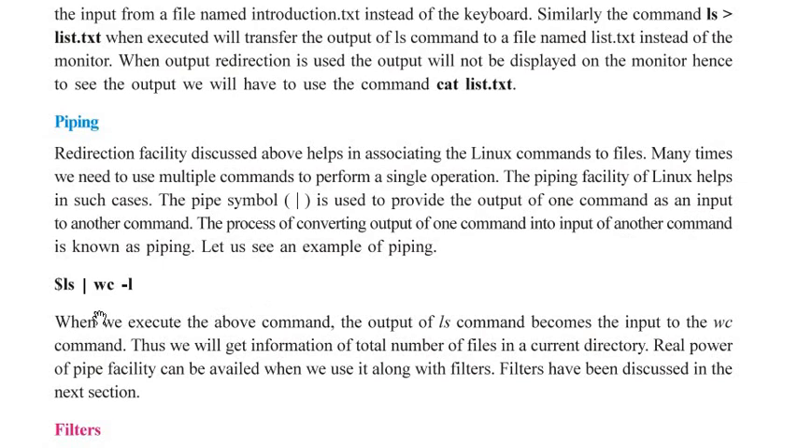Just now with an example I will explain it to you. The process of converting the output of one command into the input of another command is known as piping. Let us see an example. ls pipe wc -l. What will happen here? When we execute the above command, the output of the ls command becomes the input to the wc command. Thus, we get the information of the total number of files in the current directory.